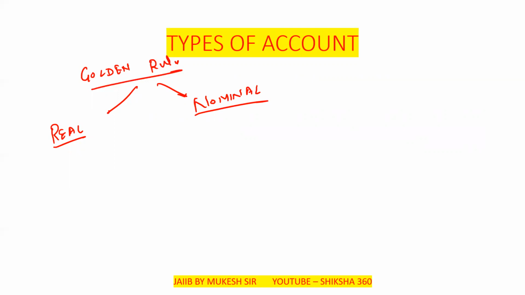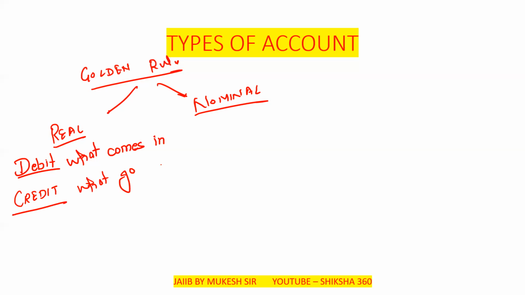So now let's discuss what the golden rule is for the real account and the nominal account. Under the real account, what is the golden rule? Debit what comes in, and credit what goes out. Debit what comes in, credit what goes out. So this is the real account. And the last one is the nominal account.